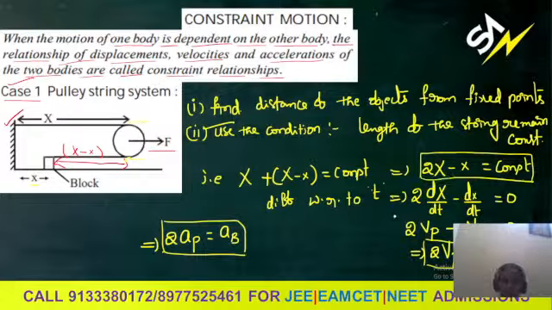In any situation, to give the constraint relations, first we need to find the distance of the objects from the fixed points, and we need to use the condition length of the string remains constant. Differentiating distance with respect to time gives velocity. Differentiating velocity with respect to time gives acceleration. If they're asking the velocity of the pulley or velocity of the block, we can use this relation. If they're asking the acceleration of the pulley or acceleration of the block, we can use this result.